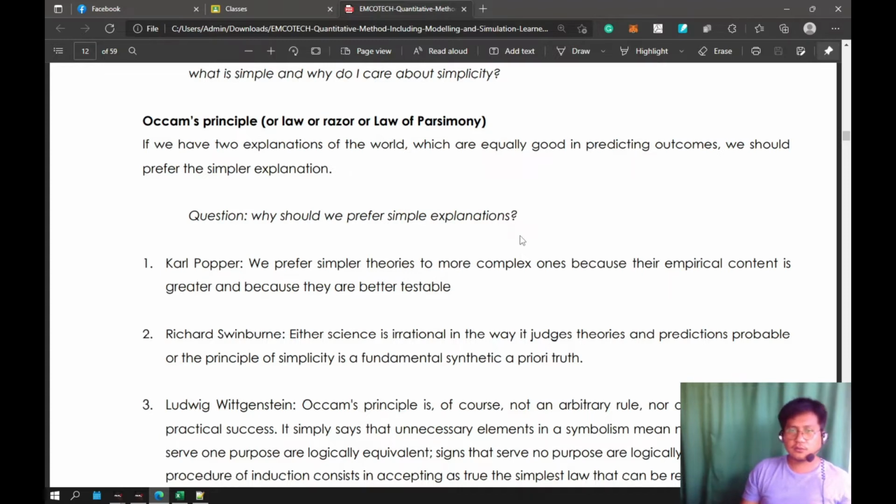Okay, so question: why should we prefer simple explanations? According to Popper, we prefer simpler theories to more complex ones because their empirical content is greater and because they are better testable. So better testable, mas madali siyang i-test. So testable siya, better testable, mas sure yung magiging outcome ng research using the theory.